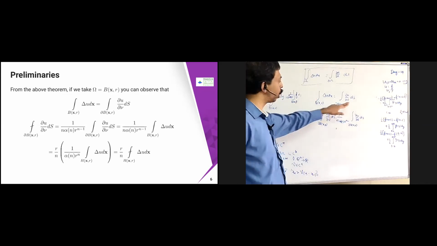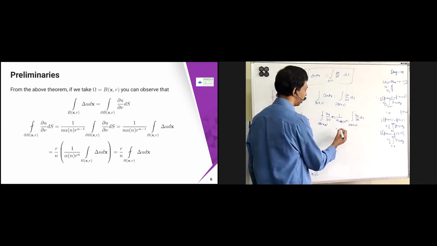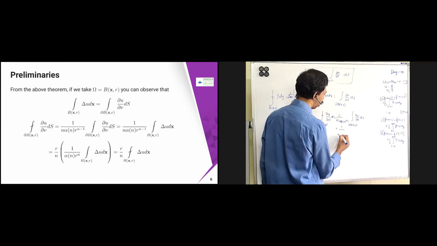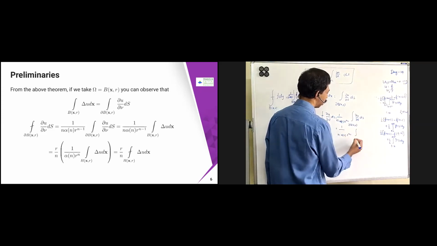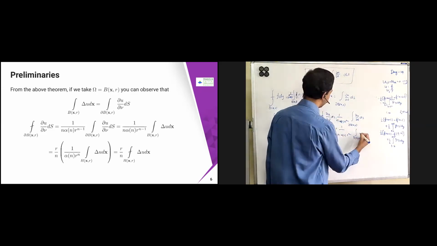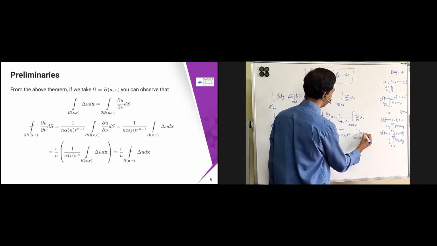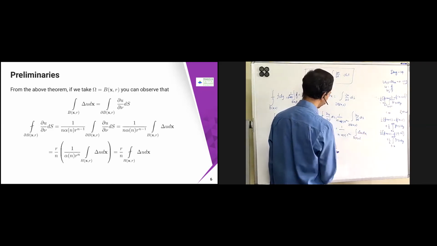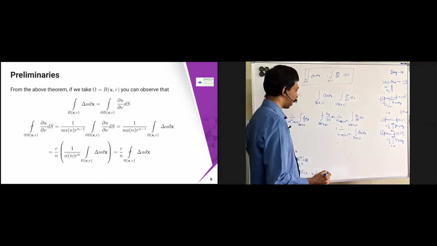dou u by dou nu ds is nothing but this one. So I can write this as 1 by n alpha(n) r to the power n minus 1 times the integral over B(x, r) of del u dx, just using Green's formula. I'm just trying to rewrite this one.